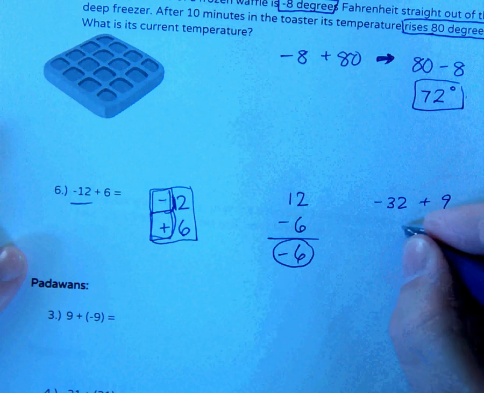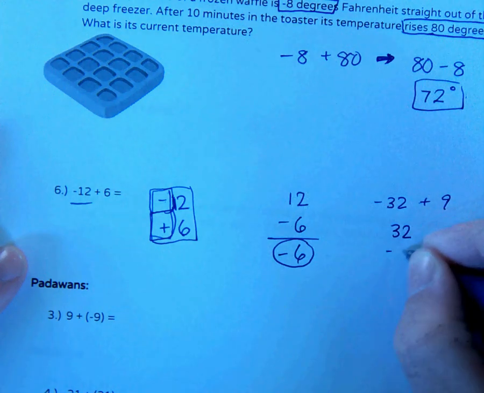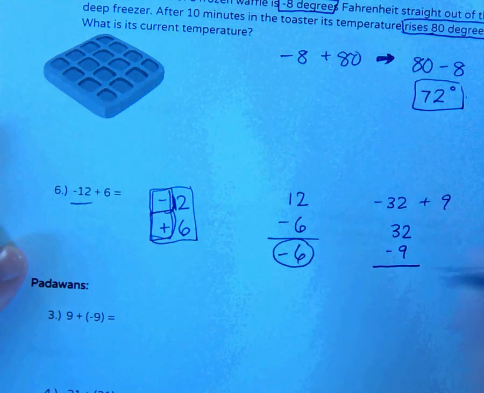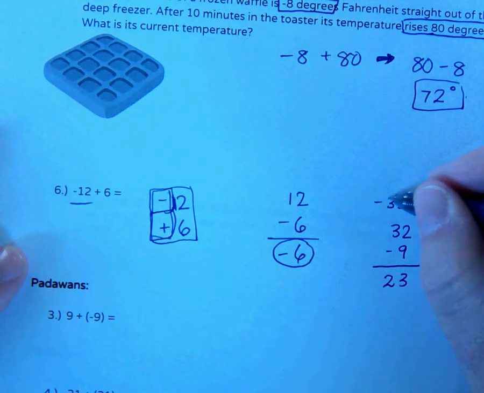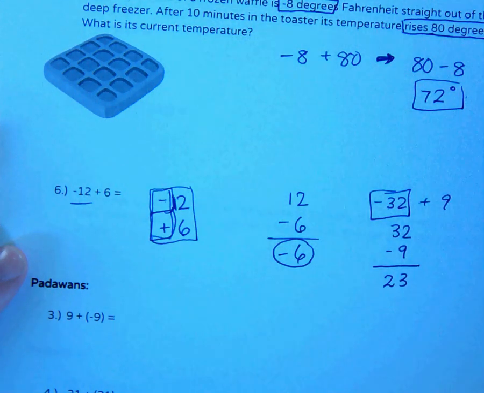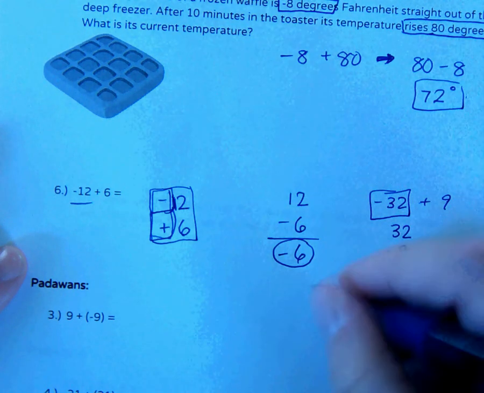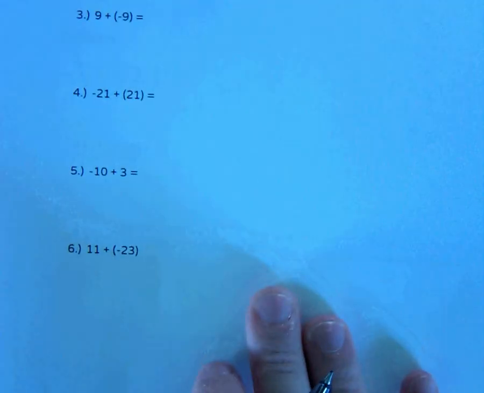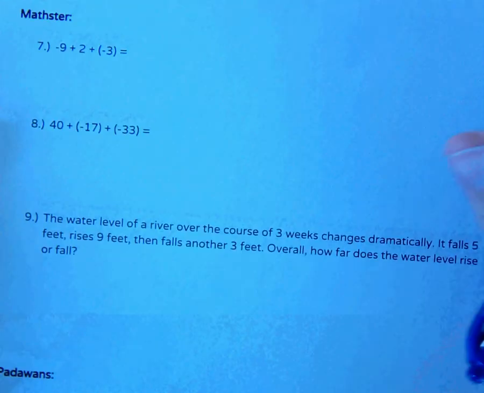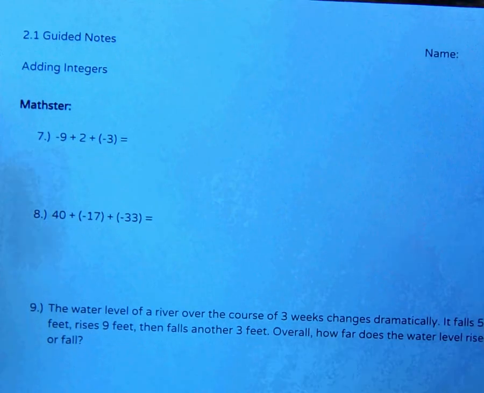So if I had this, I would do 32 minus 9, which is 23. But since the larger of the two numbers was negative, I'll give it a subtraction. The answer is actually negative 23, and I hope that makes sense, Padawans. And yeah, let's do a few more practice.